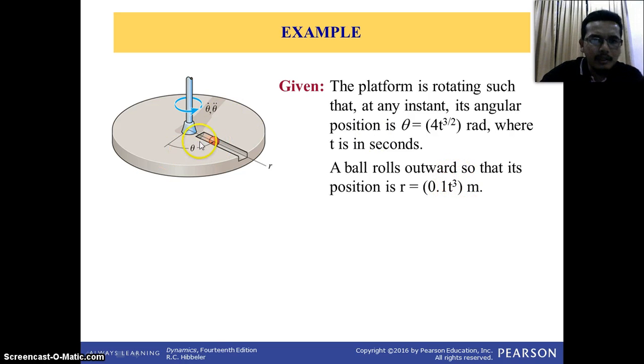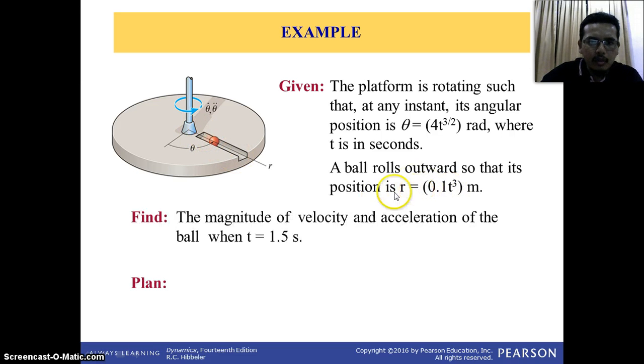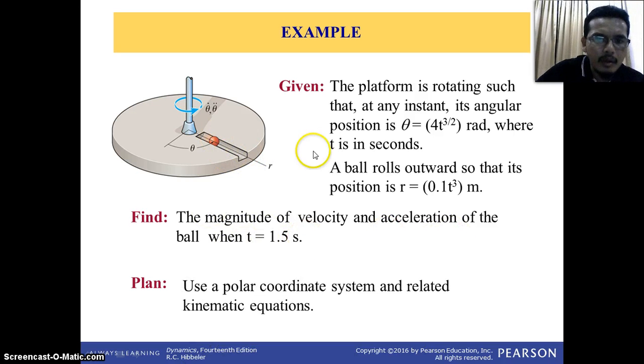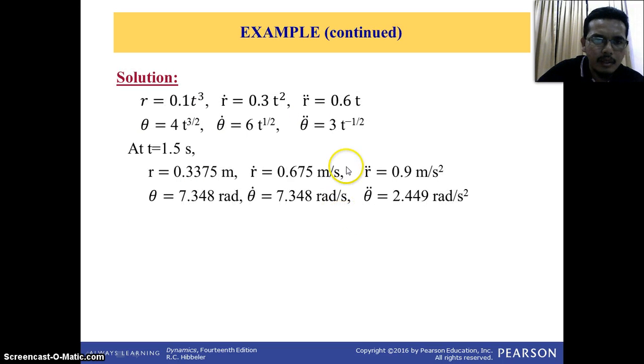Given theta, the platform rotates by using this equation, and r moves by using this equation. Find the magnitude of the velocity and acceleration of the ball when t is equal to 1.5 seconds. So the plan is we are using the polar coordinate system and the kinematic equations.